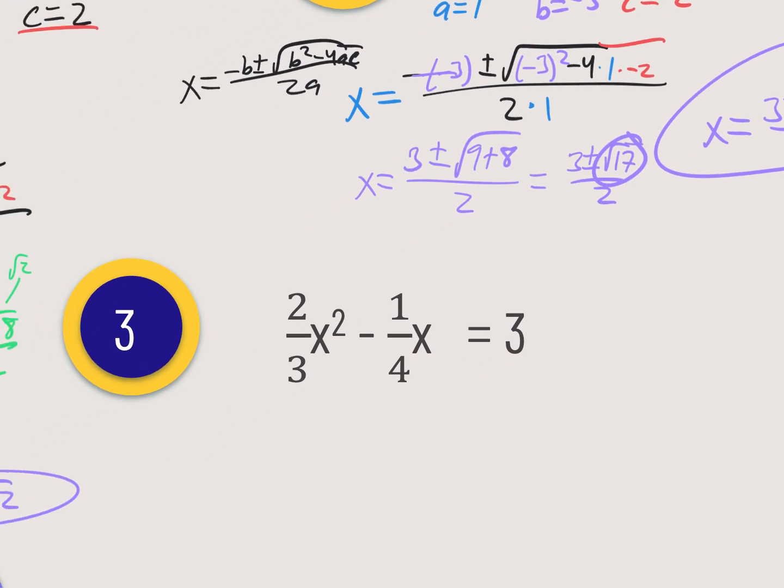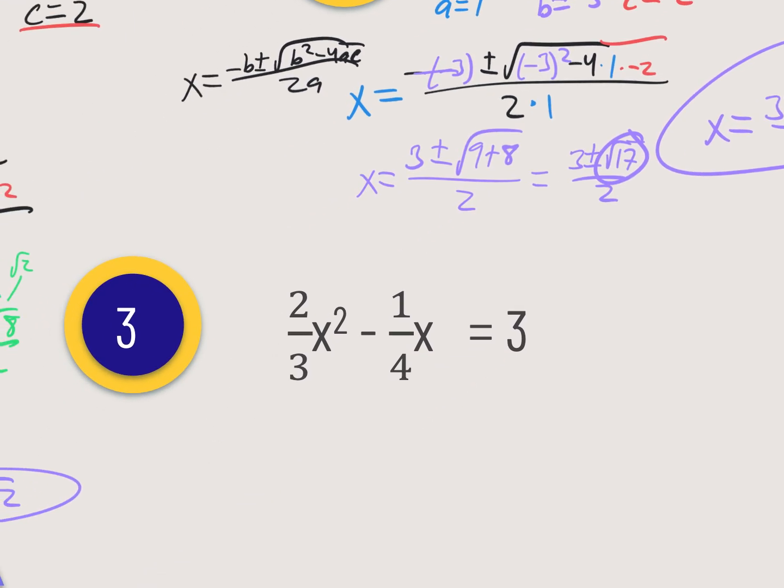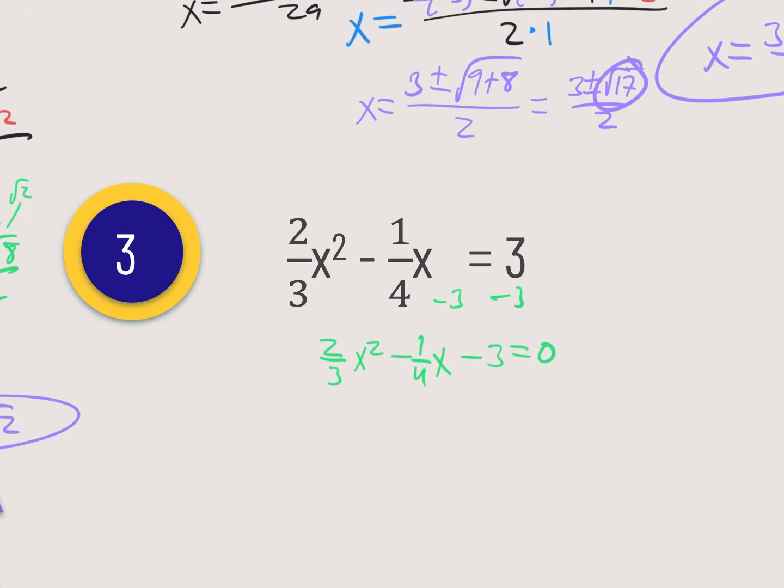All right, now looking at this next one, as it's written, you can't really do anything to it yet, right? Because to be able to use the quadratic formula, you need the entire equation set equal to 0, right? So the first thing we want to do, let's subtract that 3 on both sides, right? And then we get 2/3 x squared minus 1/4 x minus 3 equals 0. All right, and now we're ready to use the quadratic formula.